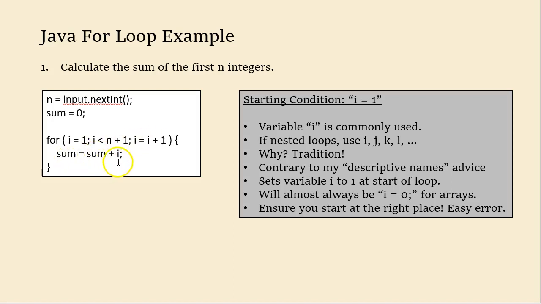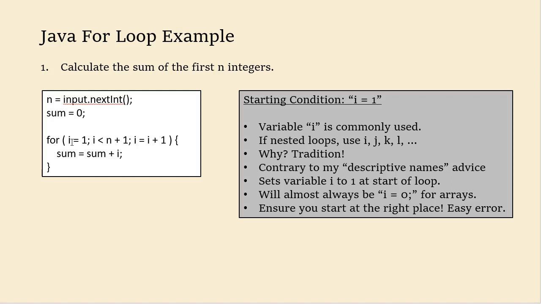And then you do the action. In this case, the action is just adding to the sum. We traditionally use I to count how many times we went through the loop. It's called the loop counter. We traditionally use I for that.